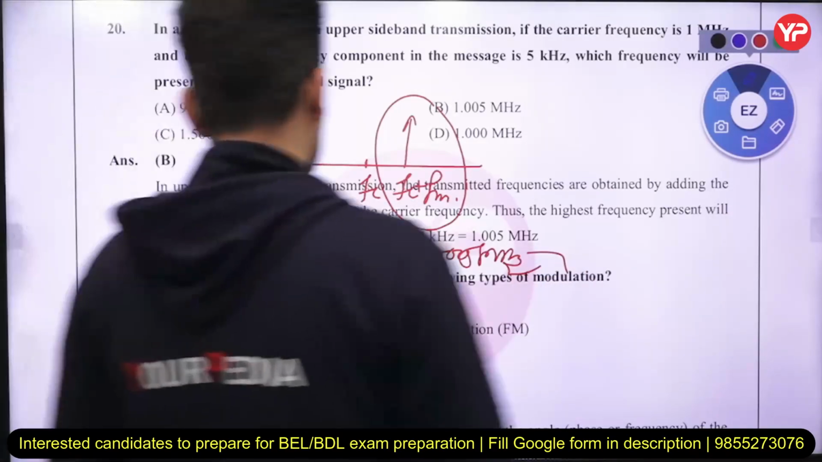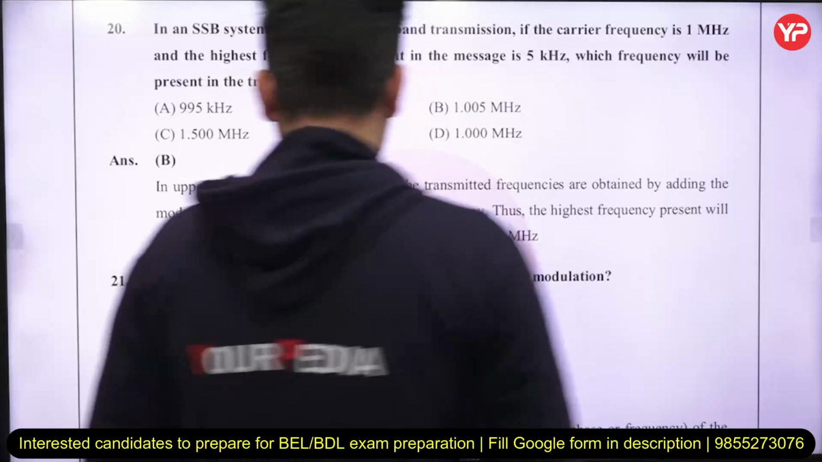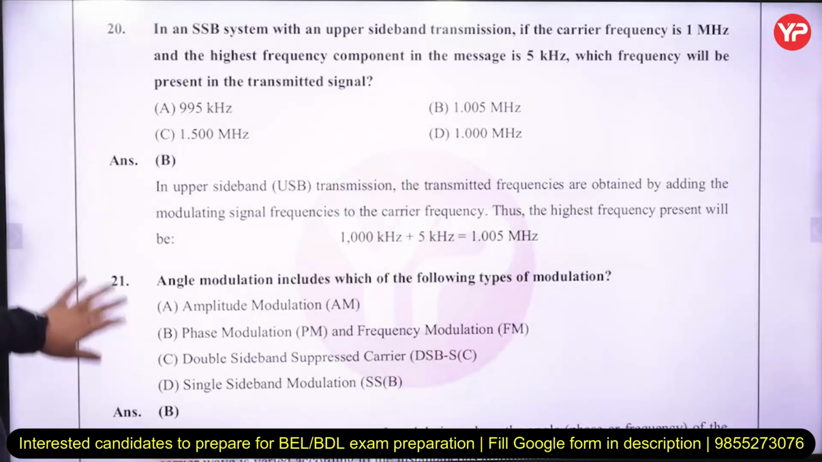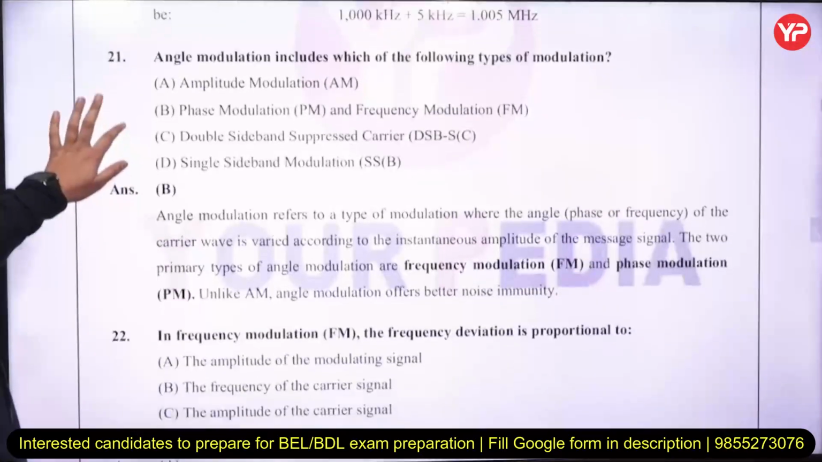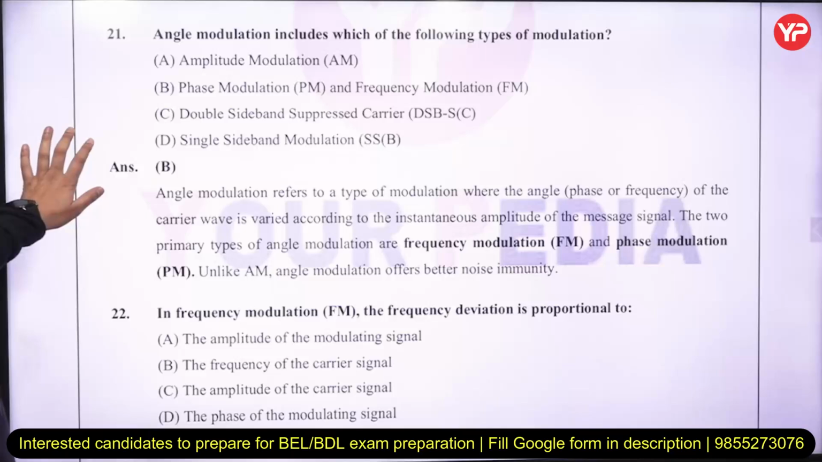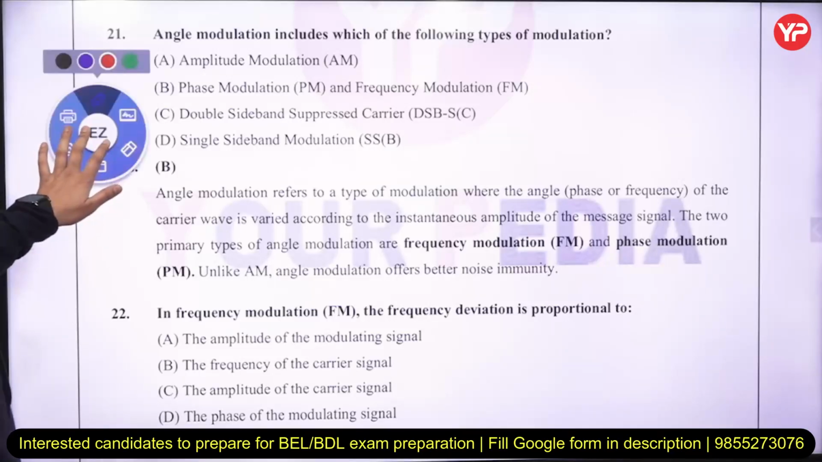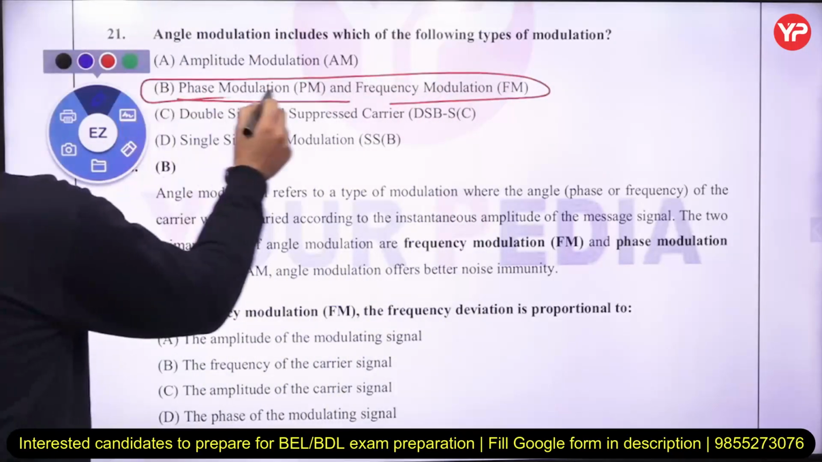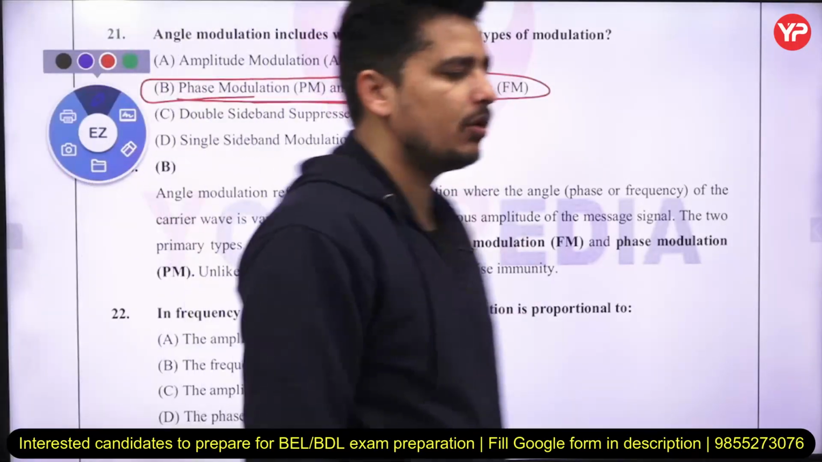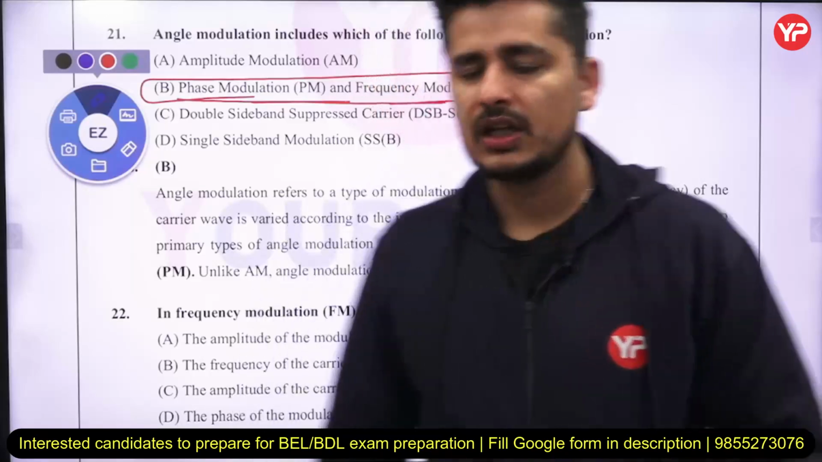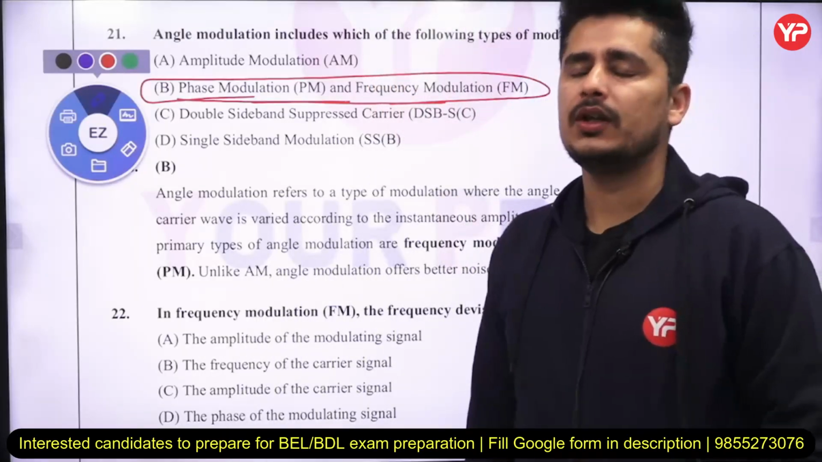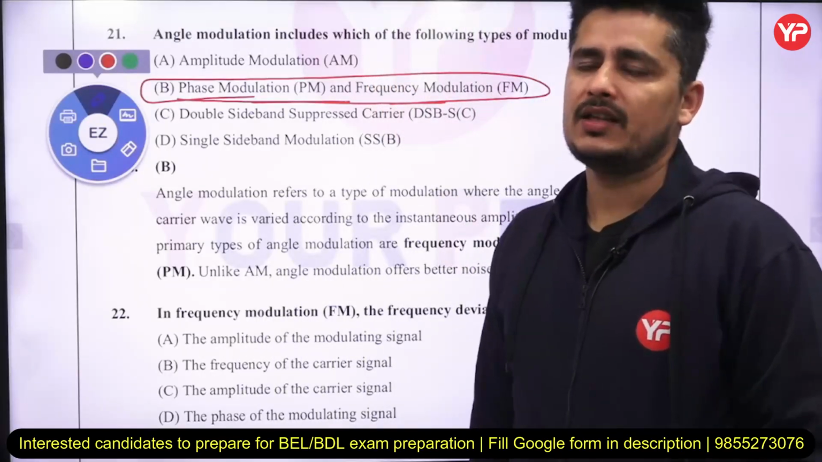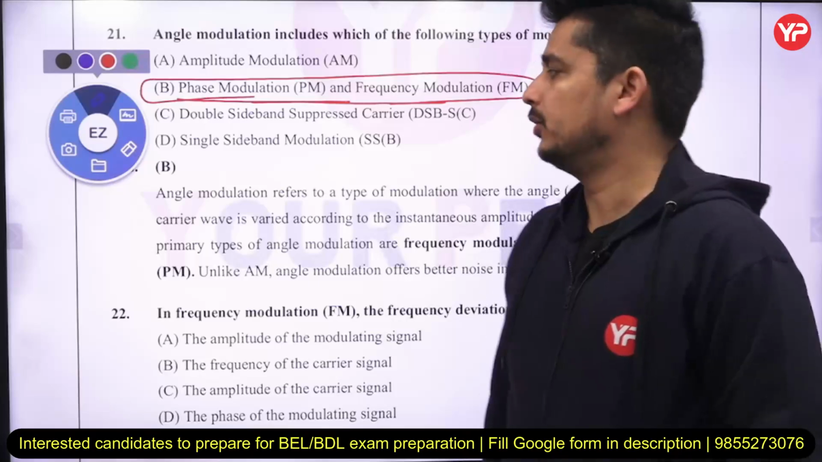Next, angle modulation includes which of the following types of modulation? Angle modulation has two types: phase modulation and frequency modulation. Phase modulation and frequency modulation are the types of angle modulation. AM, DSB and SSB are the types of amplitude modulation. Remember that.